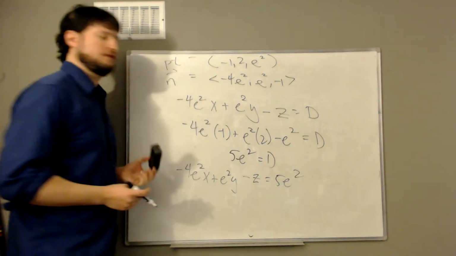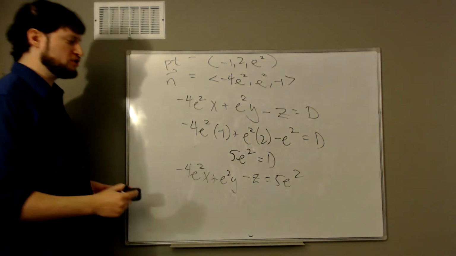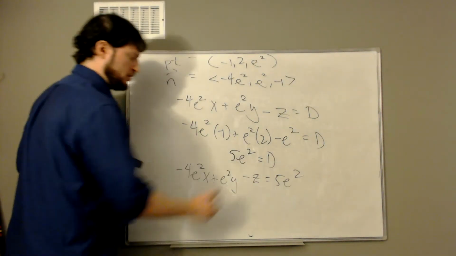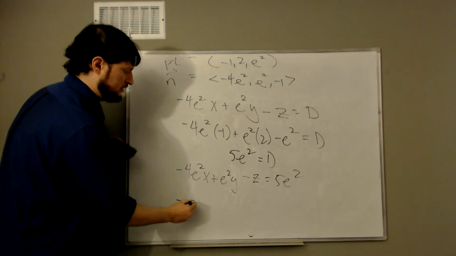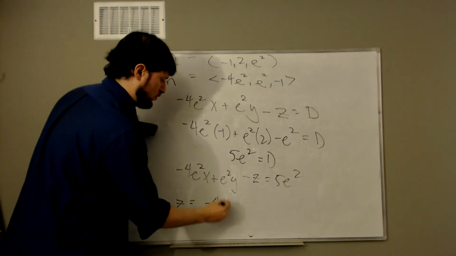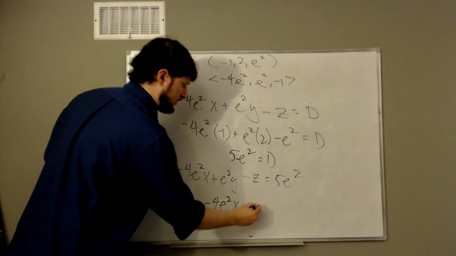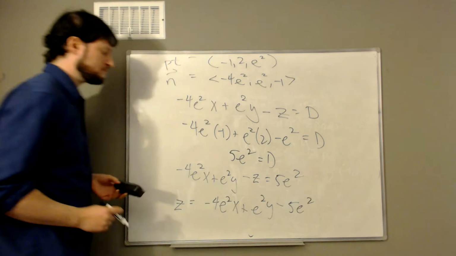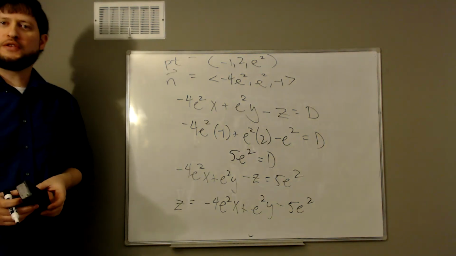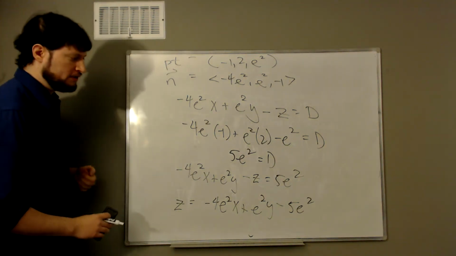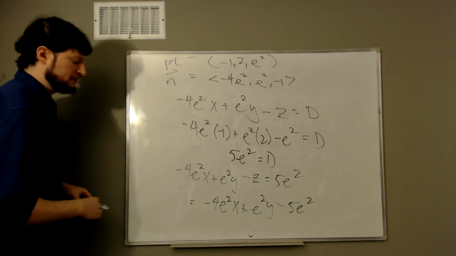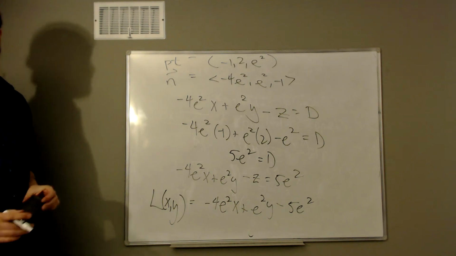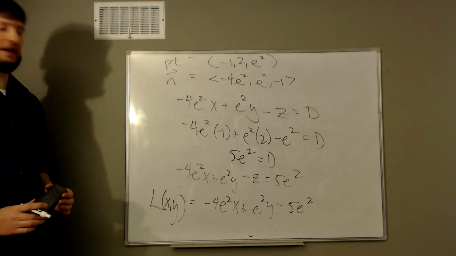So the equation of this plane is -4e²x plus e²y minus z is 5e². And finally, when we talk about a linear approximation, I need to solve for z. So I'm going to bring z over to the right and this over to the left. And I get z is equal to -4e²x plus e²y minus 5e². So we solve for z. And then when we talk about linear approximations, rather than writing z equals, we're going to write it as a function, L(x,y), L for linear.